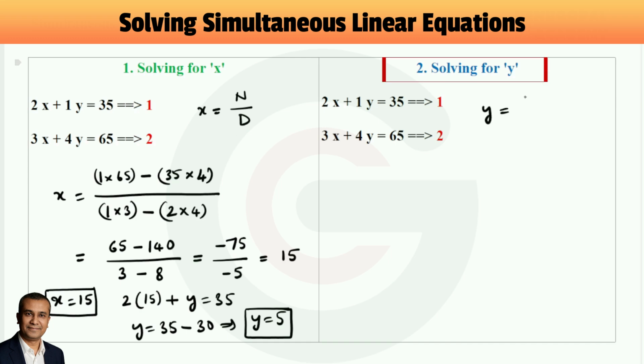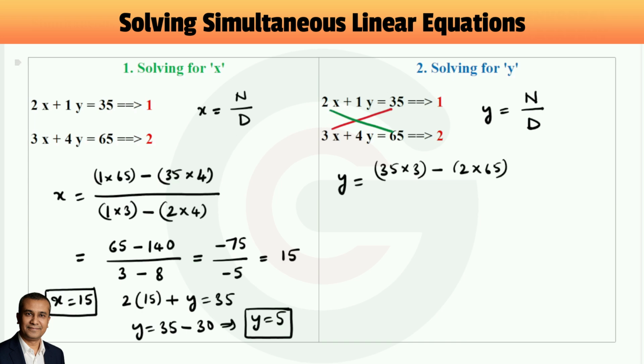Again, y is equal to n divided by d, that is numerator by denominator. So y is equal to, for the numerator, first you have to multiply these two numbers. That is 35 into 3 minus, next we have to multiply these two numbers. That is 2 into 65 divided by, the denominator will be same as that we have done for x. That is multiplying these two numbers, that is 1 into 3 minus, next multiplying these two numbers, that is 2 into 4.